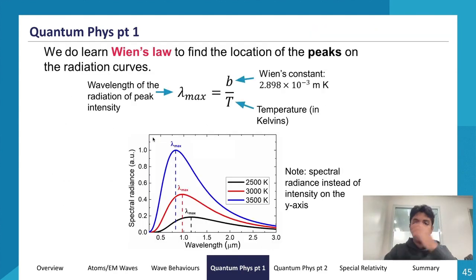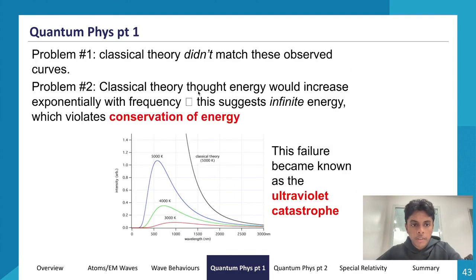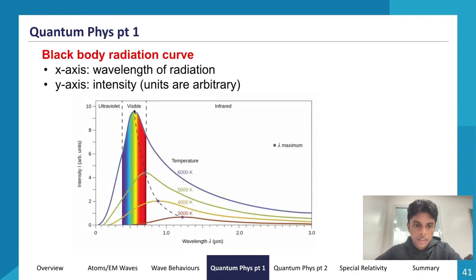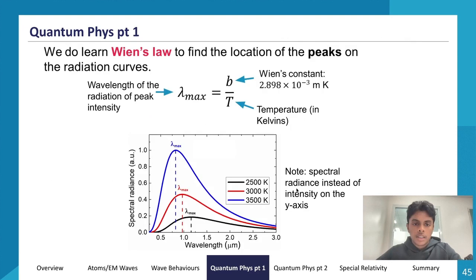So if we go now to Wien's law, lambda max, the max wavelength, the peak wavelength, is here, here, here, and here for each respective wave. The peak wavelength is equal to b, which is Wien's constant, over temperature in kelvins.